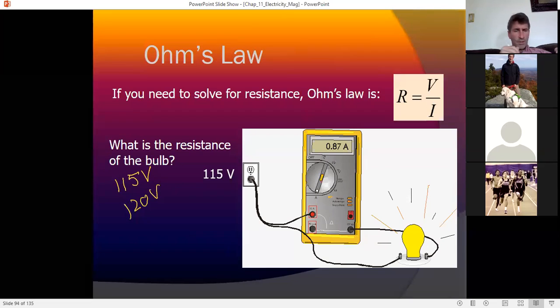You're probably drawing too much current. If it's over 120, that's unusual. Usually it means that there's a problem with the electricity that's servicing your house. In any case, here I have 115 volts of electricity coming from the outlet.